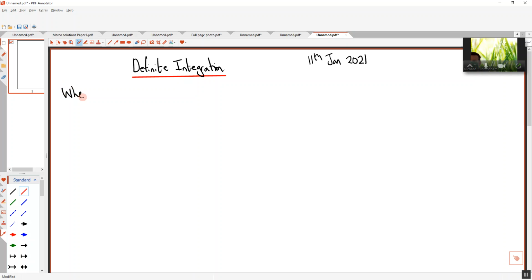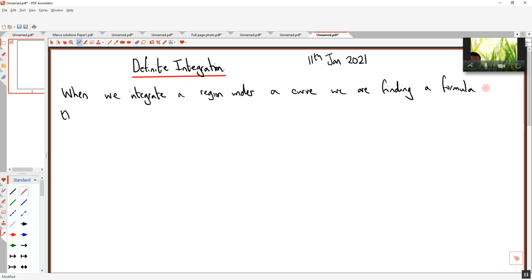Okay, so this is kind of the important why we integrate. When we integrate a region under a curve, we are finding a formula for the area under the curve.